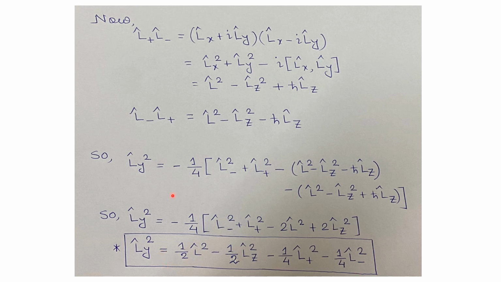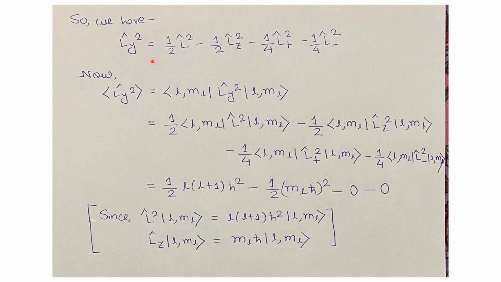So we need this to find the expectation value of Ly square. We have Ly square equals half of L square minus half of Lz square minus 1 by 4 L plus square minus 1 by 4 L minus square. So the expectation value of Ly square is this. We'll use the expression for Ly square here, and we'll get 4 terms because there are 4 terms in this expression. So we'll get half of the expectation value of L square minus half of the expectation value of Lz square minus 1 by 4 of the expectation value of L plus square minus 1 by 4 of the expectation value of L minus square.